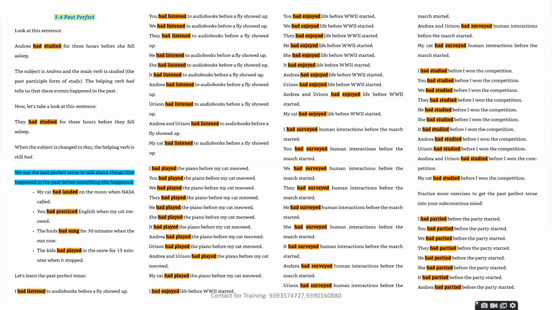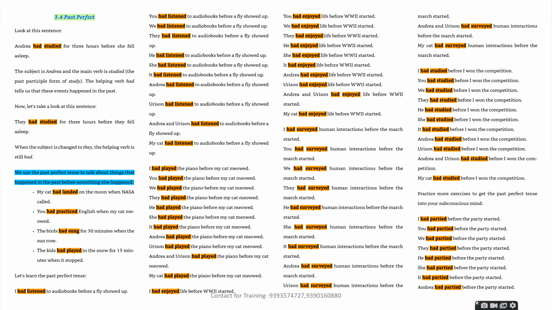Past perfect. Look at these sentences. Andrea had studied for 3 hours before she fell asleep. The subject is Andrea, and the main verb is studied, the past participle form of study. The helping verb had tells us that these events happened in the past.